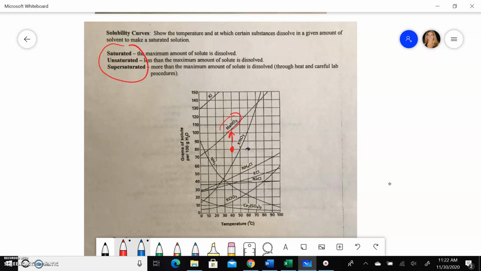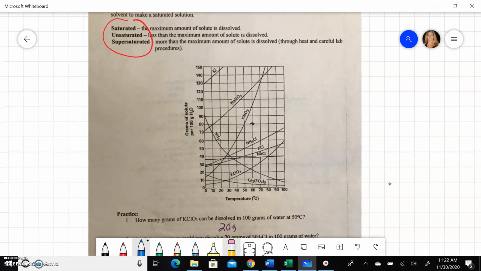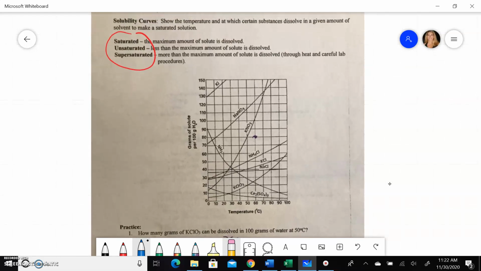So if it's under the line, it's unsaturated. If it's on the line, it's saturated. And above the line would be supersaturated. And then you just have to be careful with these questions to make sure that you check the amount of water. So let's look at the first one.